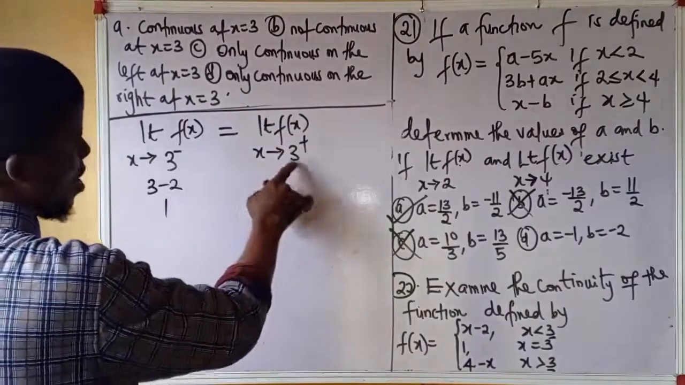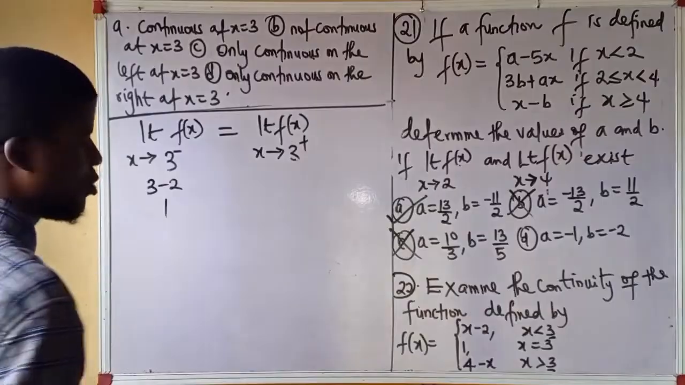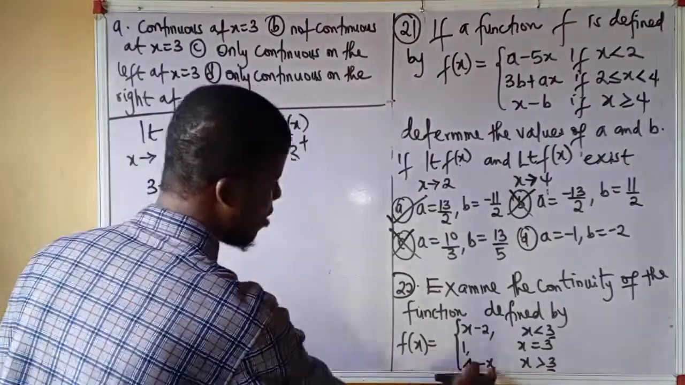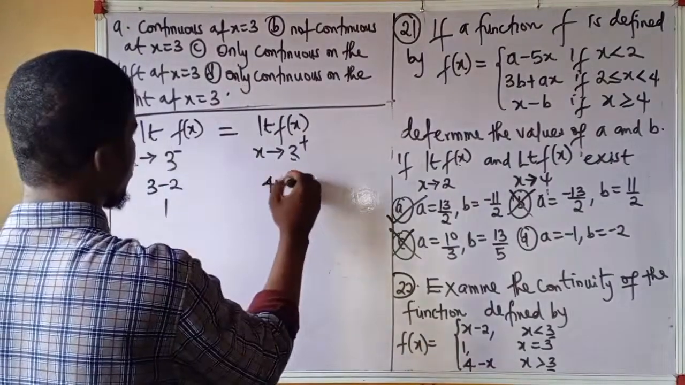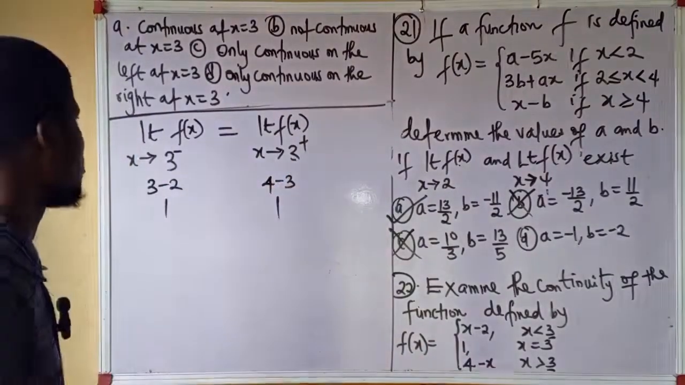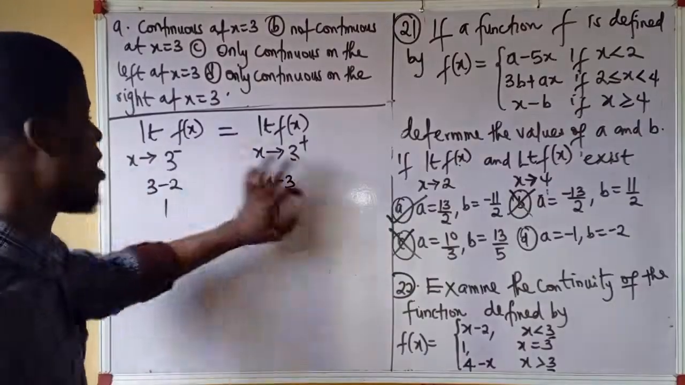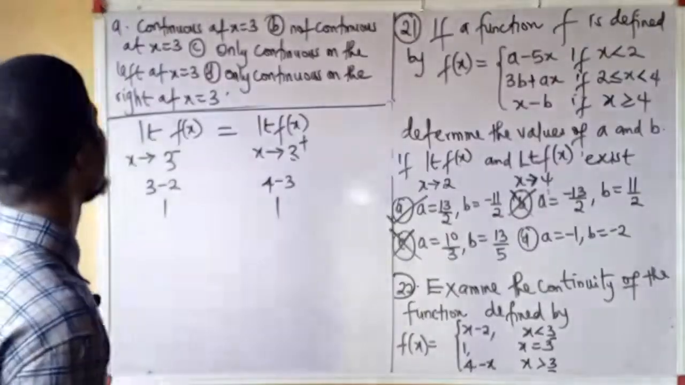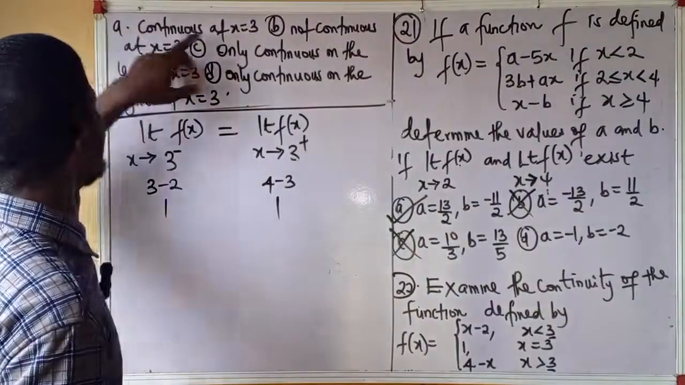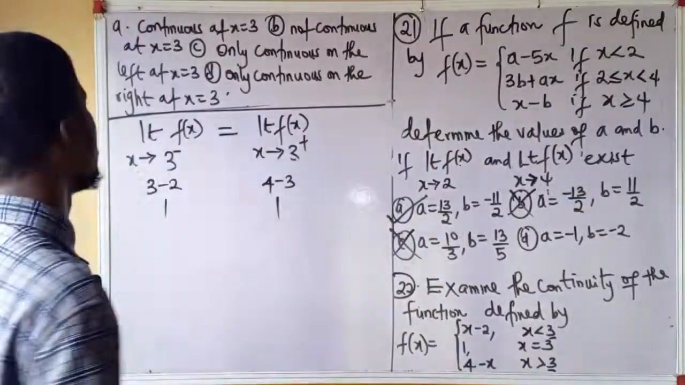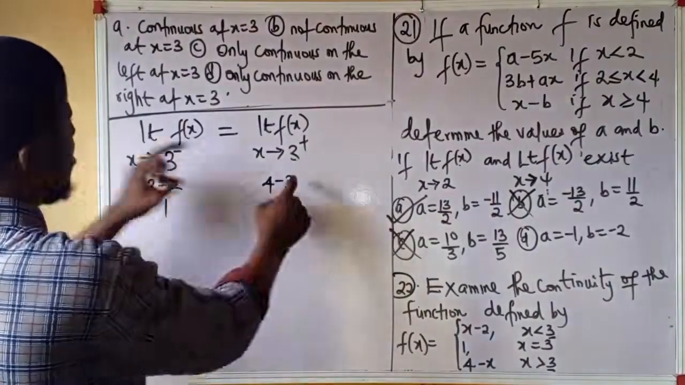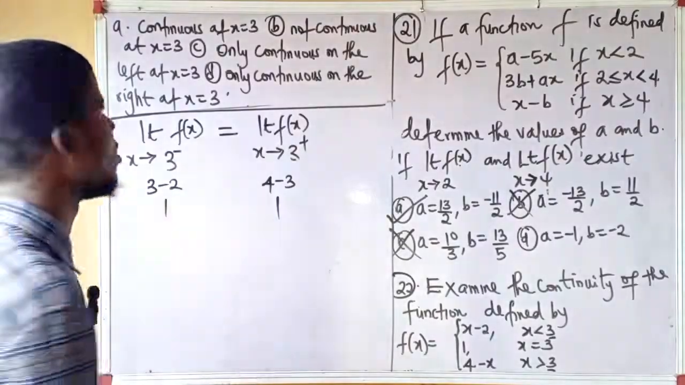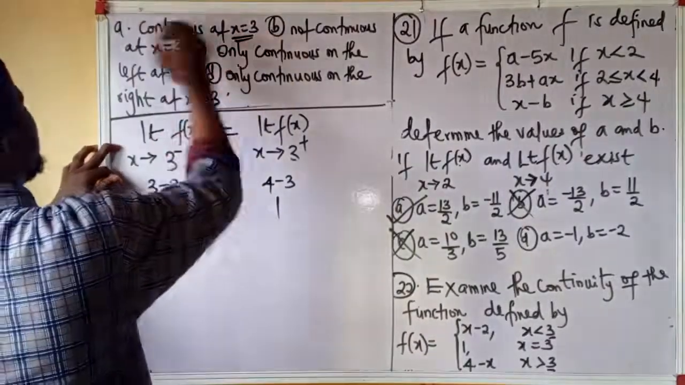And for this, as x approaches 3 from the right, we use greater than 3. Remember that. So I'll be using this interval. So 4 minus 3, and that's 1. You observe that the left-hand limit is the same as the right-hand limit. That means the function is continuous at that point. Look at the options. Continuous at x equal to 3. Of course, since the left-hand limit is equal to the right-hand limit, it means that it is continuous from either side. Okay, so at x equal to 3, the function is continuous.